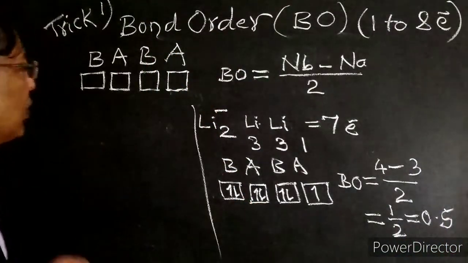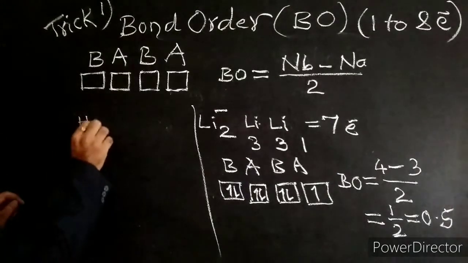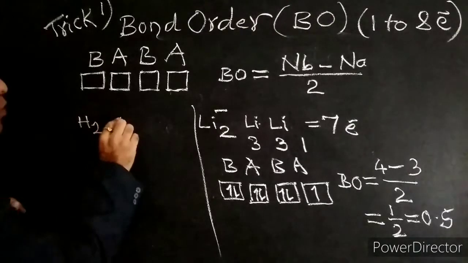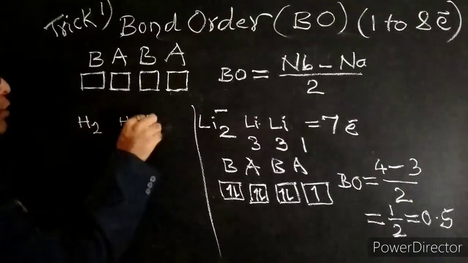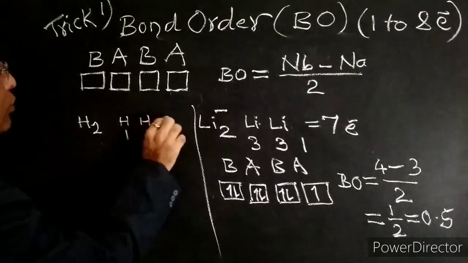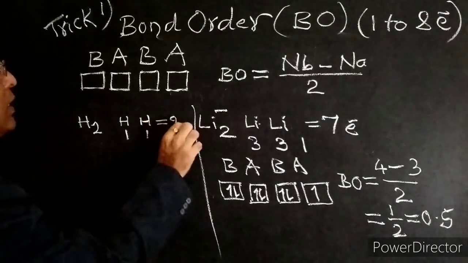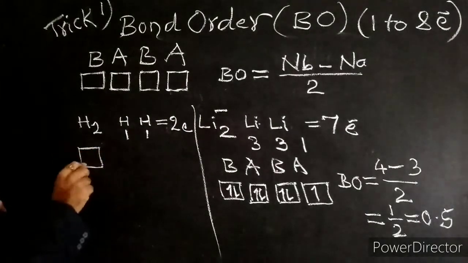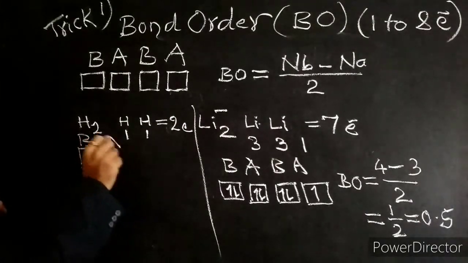Now let us consider one more example: the hydrogen molecule. This hydrogen molecule is made up of 2 hydrogen atoms. Each hydrogen atom has 1 electron. Therefore the total number of electrons in this molecule is 2. Now let us distribute these electrons in Baba.